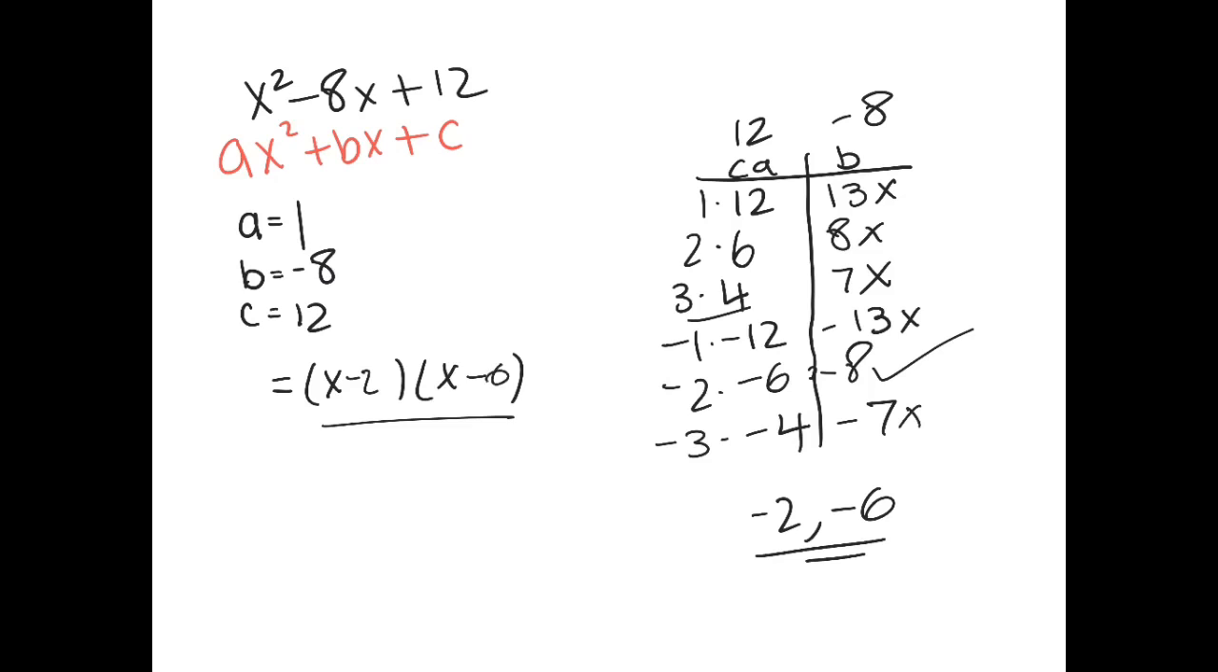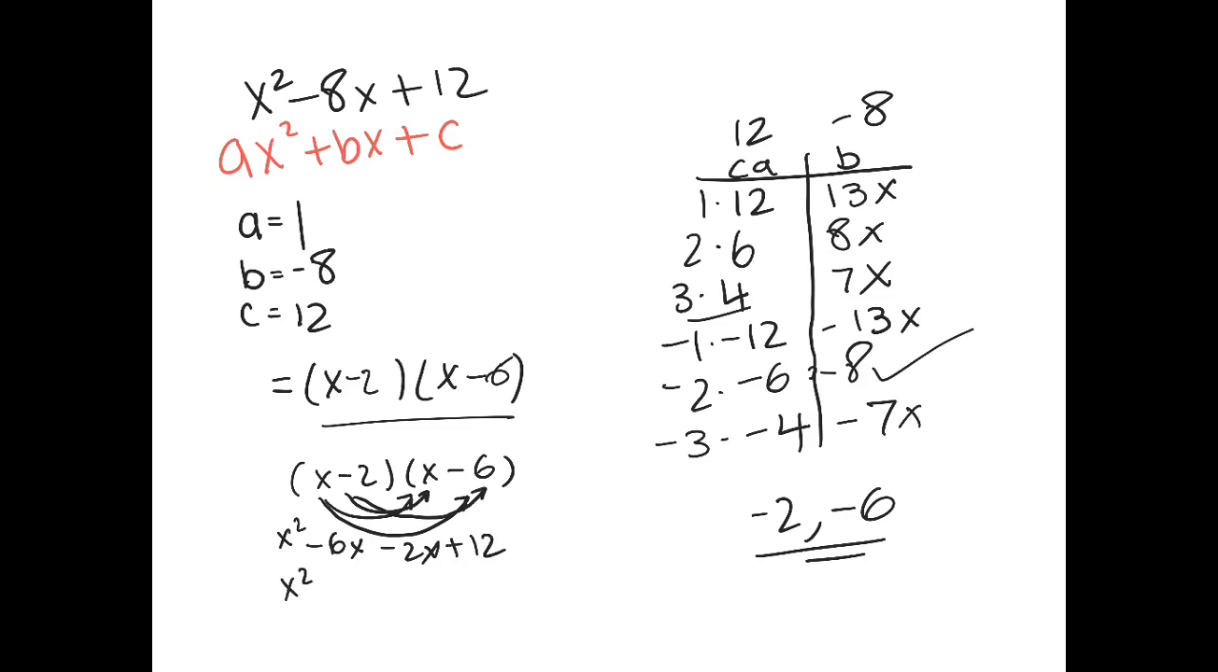Now let's go ahead and check our answer. So x minus 2 times x minus 6. We expand this: x squared, and then times that, so minus 6x. -2 times x, minus 2x, and -2 times -6, plus 12. X squared, -6x minus 2x is -8x, and plus 12. That's our original equation, so we know that our final solution was correct.